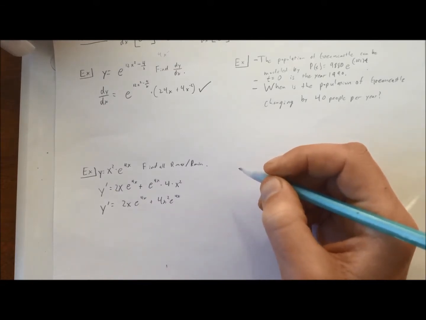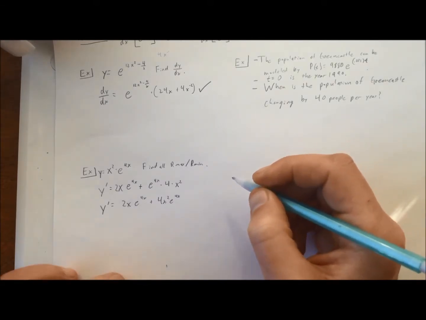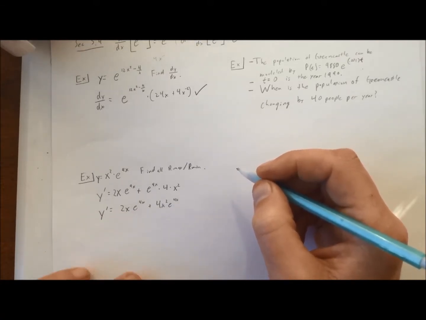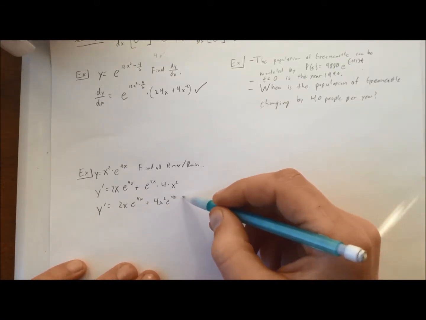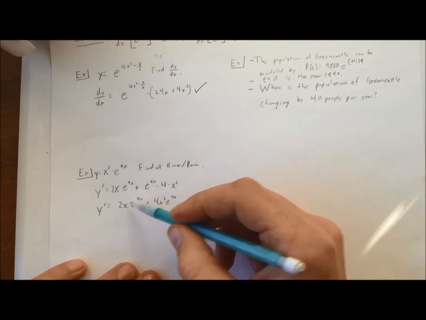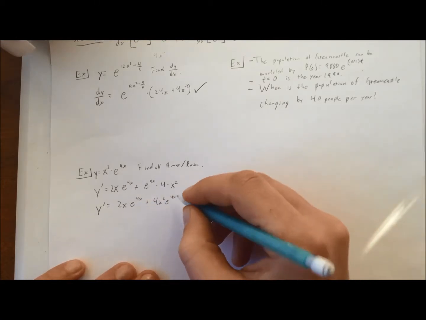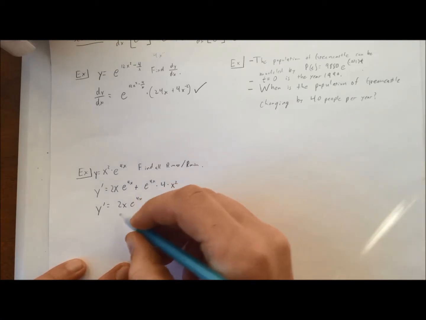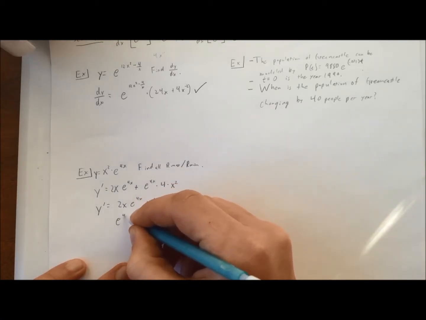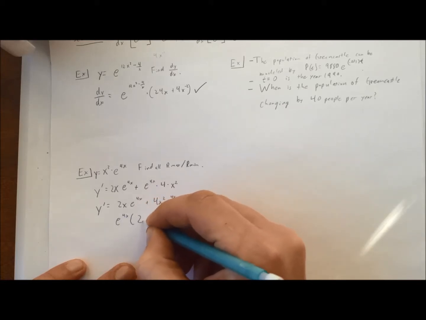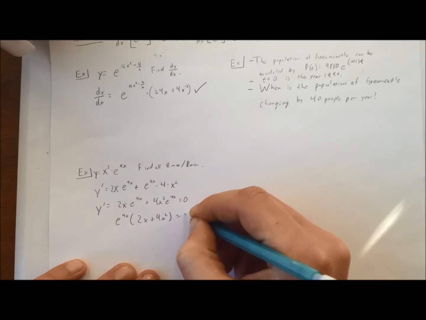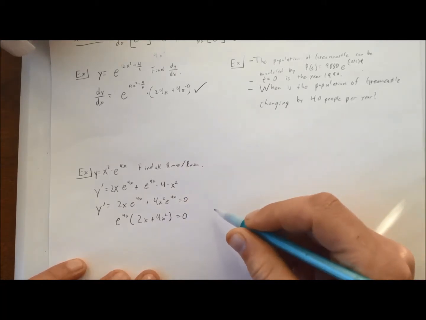Now, to find any maximums or minimums, what I have to do is I have to find when this is 0 or undefined. Well, when is this going to be 0? Well, this will never be undefined. When will this equal 0, though? This will equal 0. I'm actually going to factor this. E to the 4x, 2x plus 4x squared. So when is this going to equal 0?